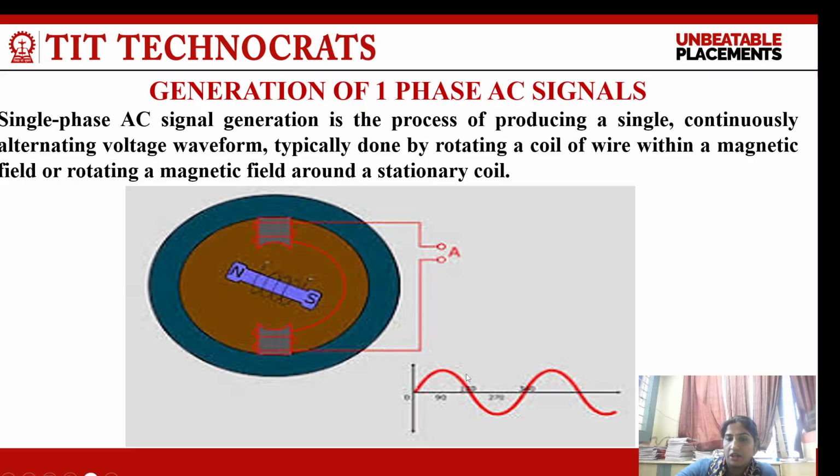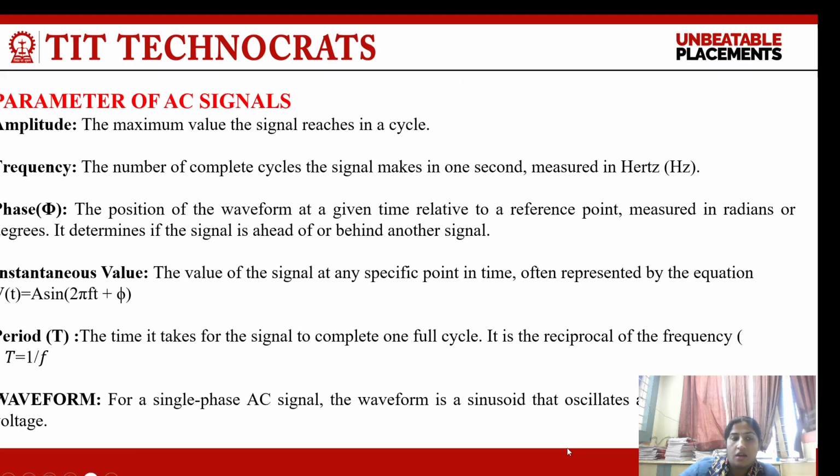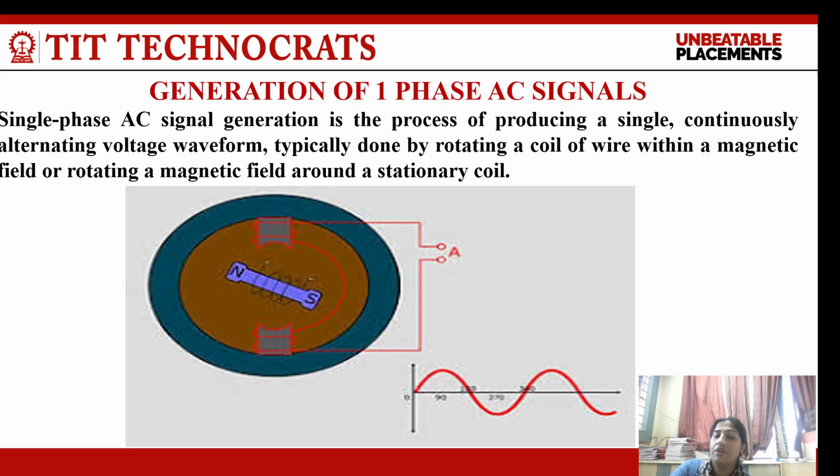Then frequency. If you can see this, for this particular cycle, it takes one up and one down. This one up and one down of the waveform is one cycle. The number of cycles taken by the alternating wave in 1 second is known as frequency. And the waveform is this positive and negative oscillation of the wave.